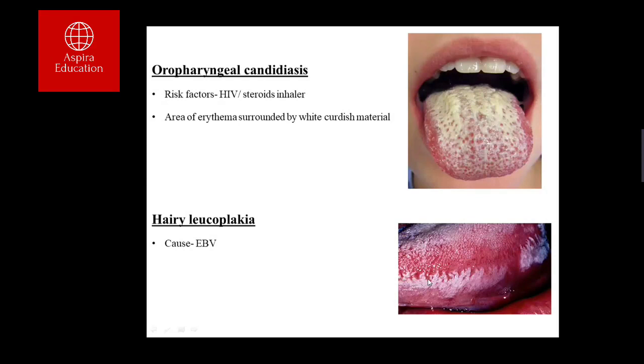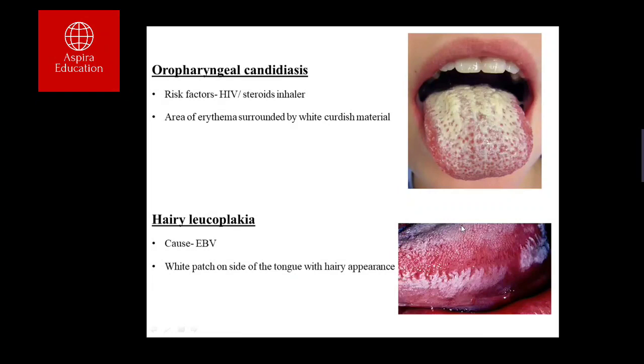Now, this is caused by Epstein-Barr virus, which is one of the viruses which belong to the herpes group of viruses. That means it contains DNA. It has a white patch on the side of the tongue with a hairy appearance. So these are the two oral conditions which you need to remember.